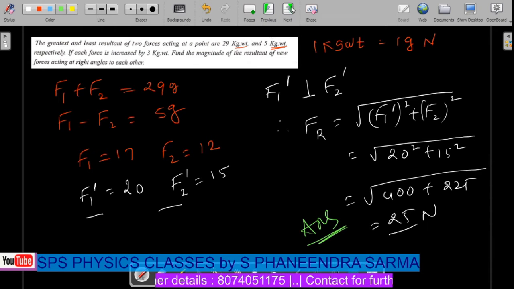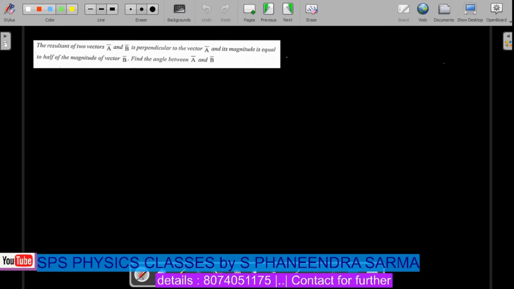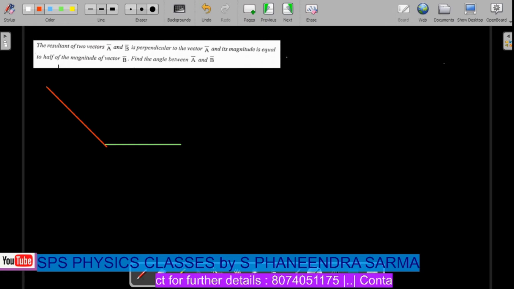The next case: the resultant of two vectors a bar and b bar is perpendicular to vector a bar. That means, no doubt, vector A is somewhat low compared to B. That's why the resultant is shifting towards B. That's the meaning you have to understand. So let us plot a figure corresponding to this particular case. This is the first vector and this is the second vector. And this is the resultant one.